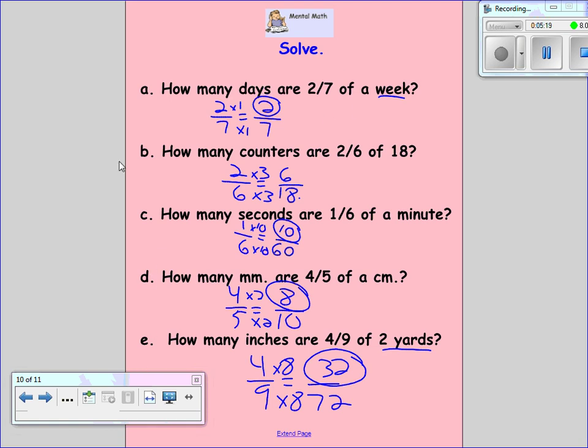Once again, please look over these and see where I'm coming up with my denominators on these problems, because I went through it a little fast. Take 1 week is 7 days. That's my whole. 18 is the whole. 1 minute would be 60 seconds. A centimeter, when dealing with millimeters, would be 10. We know 2 yards, but we're dealing with inches. 1 yard is 36 inches, so 2 yards would be 2 times 36 to get 72.